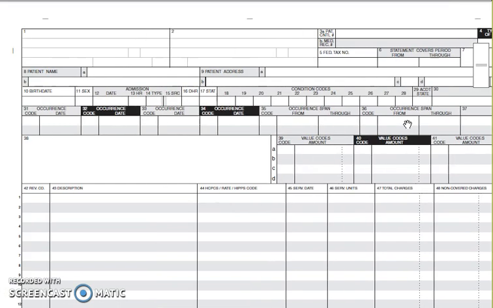It is a very long form. Most of this is populated from the computer systems and the charge description master. This has merely been an overview.